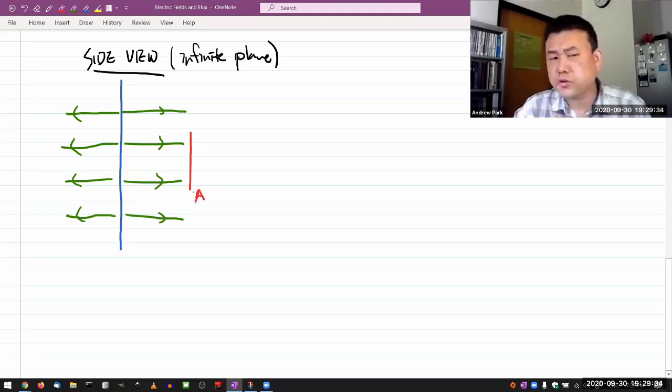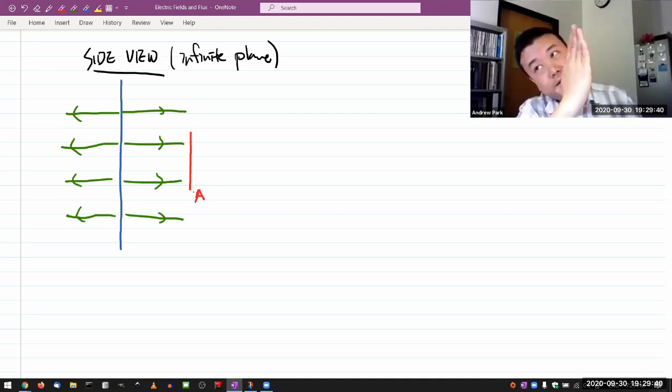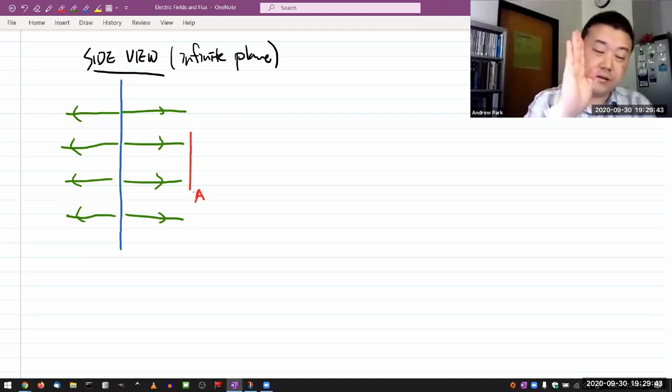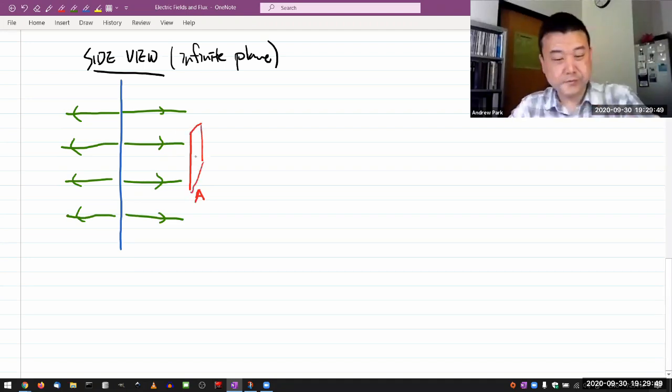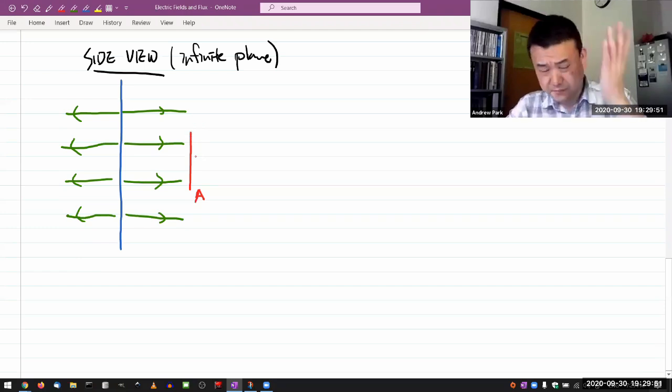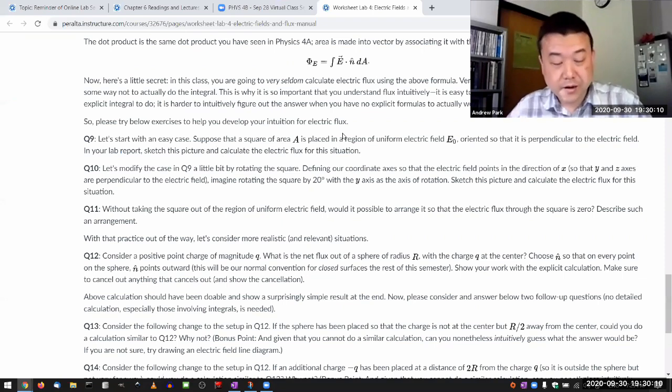And I'm drawing the side view again, so it's like you are looking edge on at an area. If you tilt it a little bit, then it'll start to have some representation in two dimensions. We're not going to do that, but imagine some area there, and sketch this picture and calculate the electric flux. Well, that's pretty simple.